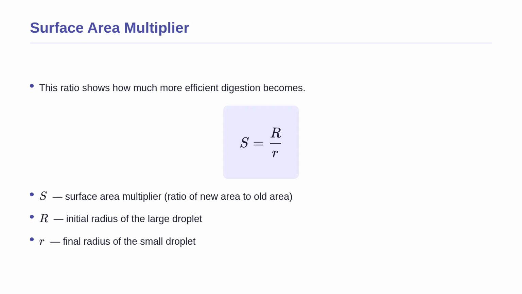This elegant formula tells us that the increase in surface area is directly proportional to how much the radius is reduced. If the bile breaks the fat into even smaller droplets, decreasing lowercase r, the multiplier S will increase, giving enzymes even more space to work.